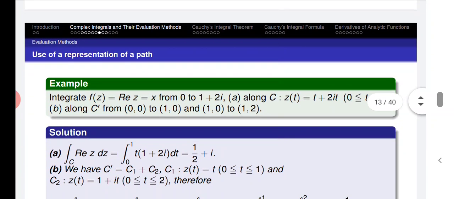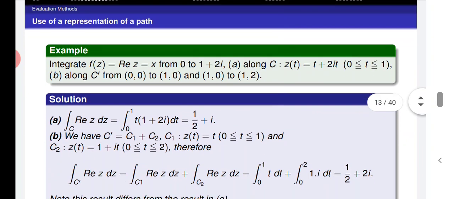Now we have some examples on it. Integrate f of z is equal to real of z, that is x, from 0 to 1 plus 2 iota. We have path number 1, along C, such that z of t is equal to t plus 2 iota t, where t lies between 0 to 1. Second part, along C dash, from 0,0 to 1,0 and 1,0 to 1,2.